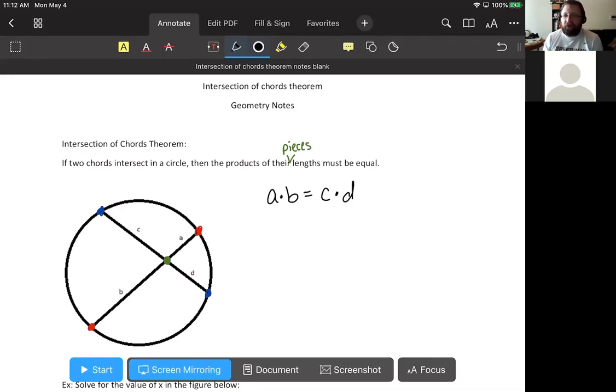So this is going to lead us to problems that are fairly simple. They're going to be one-step multiplication problems. On occasion, you might see a problem that has binomials in there instead. Doesn't change how you approach the problem. You do A times B equals C times D. So let's run through some examples here, and then we'll call it a day.